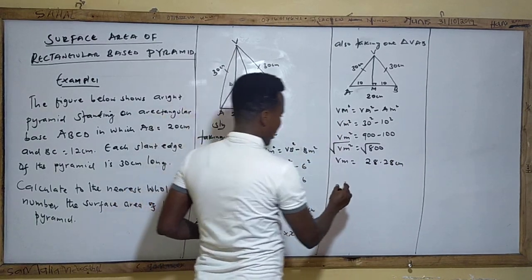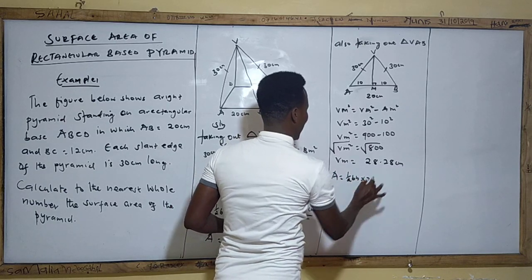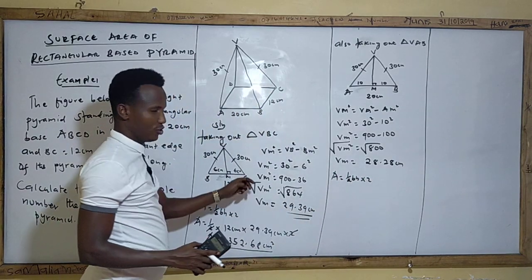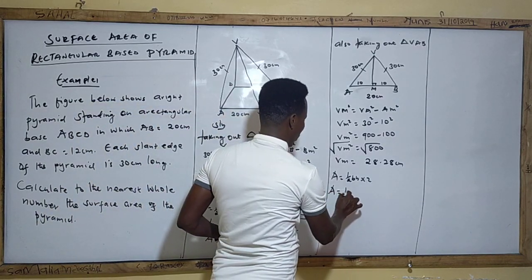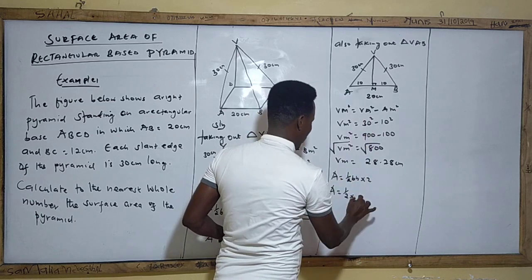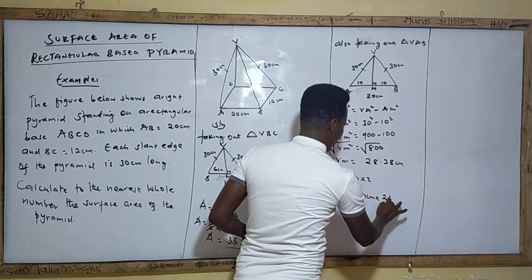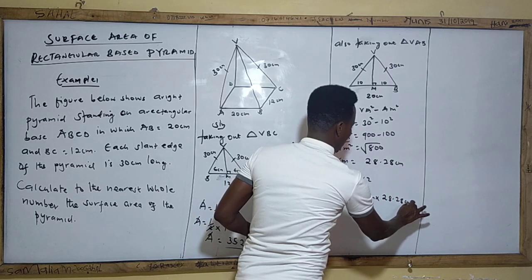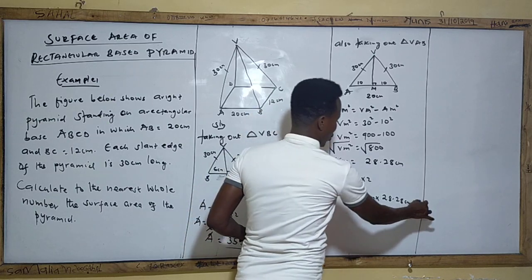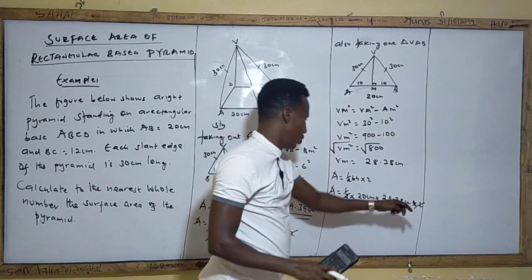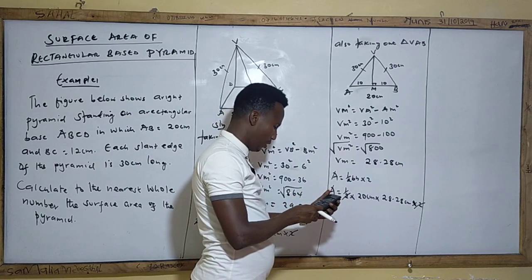What will I do? I can get the area. I'll say area again is equal to a half base times height times 2, because we have two similar triangles that are sharing the same base and the same height. So area therefore is equal to a half times base. In this situation, we have 20 centimeter times the height, which is 28.28 times 2. Why are we saying times 2? Because we have two equal triangles. Cancel these two with this one. So you will have 28.28 times 20.